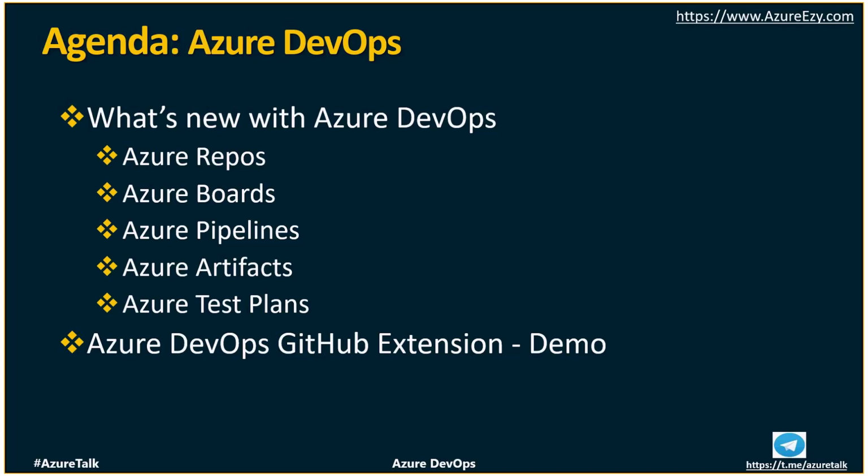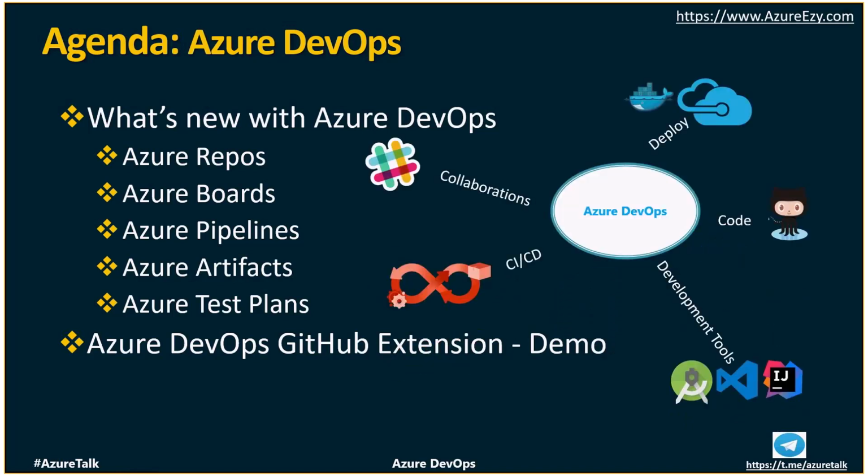We will go through each of them briefly: what they are, where there is some rebranding, some integration, and some new features in each of these services. Then we will talk about one very important and new feature of Azure DevOps, the GitHub extension. It is very useful for anyone working in the open source world or using GitHub a lot, and it will be very handy for them. We will try to demo it from scratch, end to end. This is today's agenda. Miraj, can we go to the next slide?